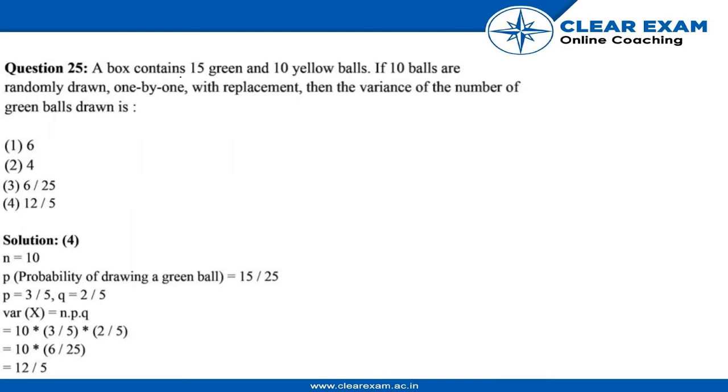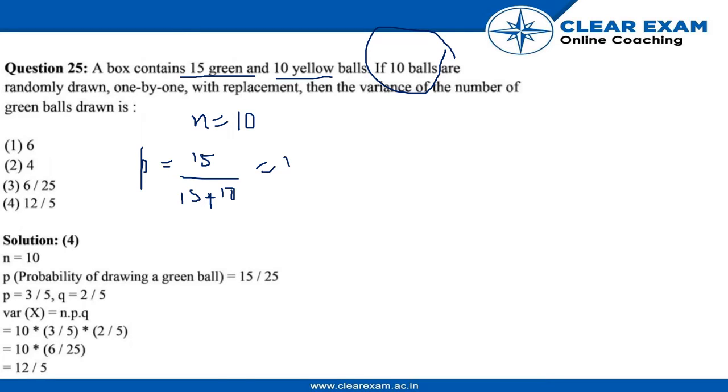We can see that we have 15 green balls, 10 yellow balls, and 10 balls are drawn. So simply n is going to be equal to 10. Now we will be computing p, and p is regarded as the probability of drawing a green ball. So number of green balls are 15 upon total number of balls, that is 15 plus 10, that is 25, that is 15 upon 25.